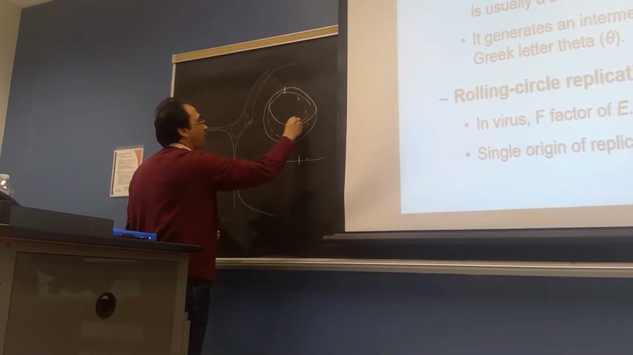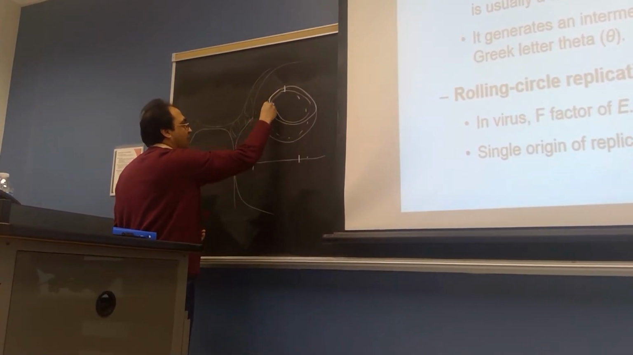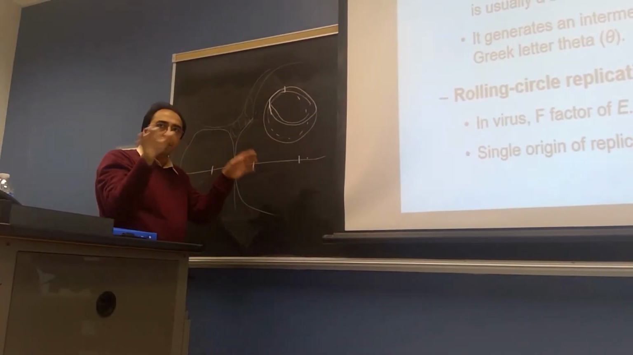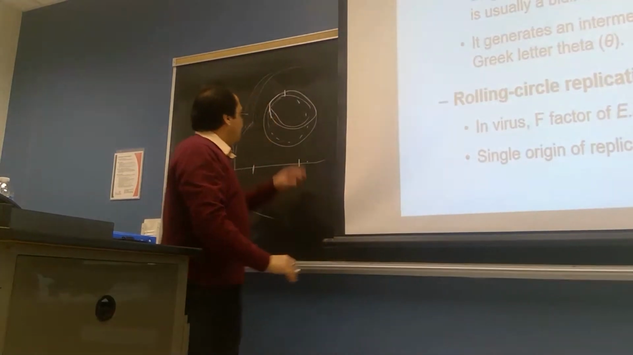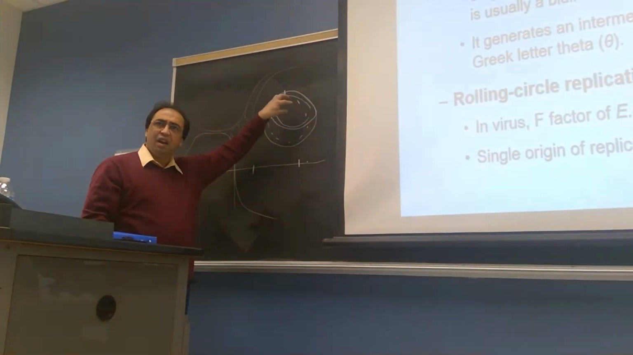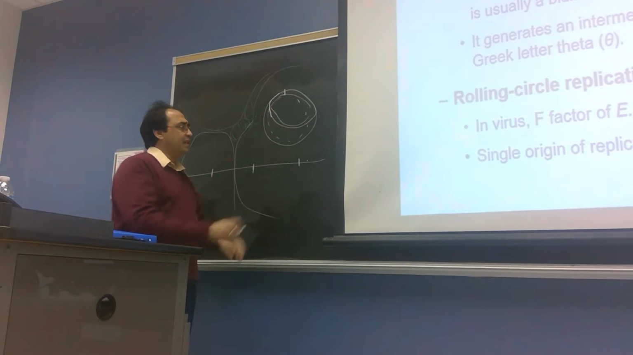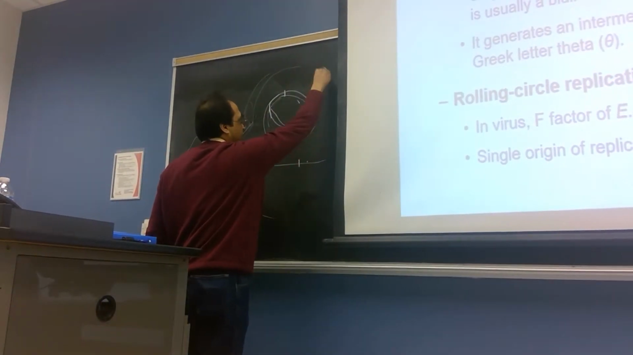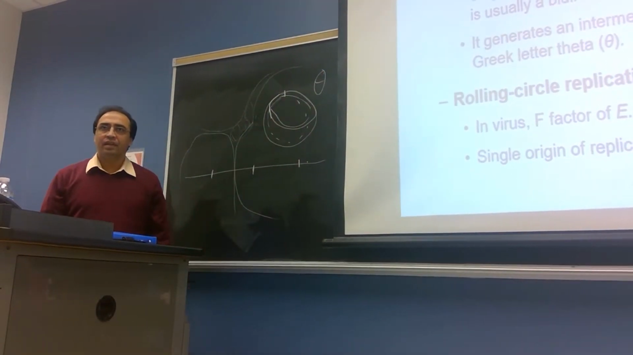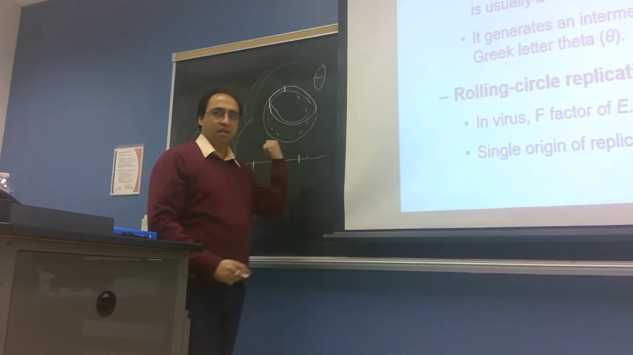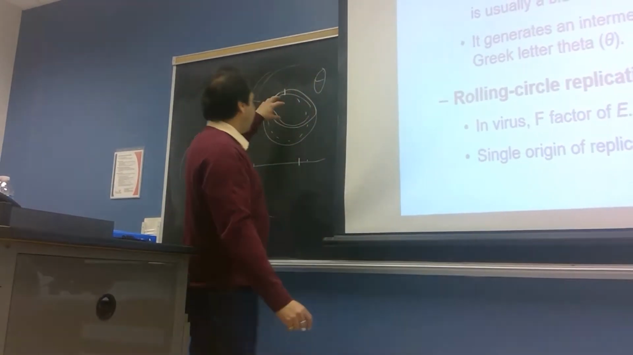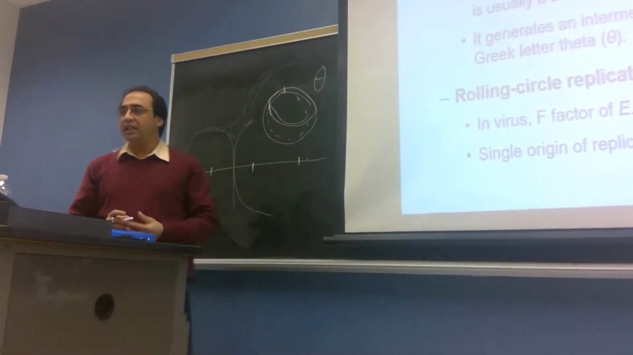New DNA is forming here. This is the replication fork. It is going on. It is opening like that. And at a certain stage, it looks like this. And this is the structure of theta. Theta is a Greek word. Okay. It looks like theta. That's why it is called theta replication.